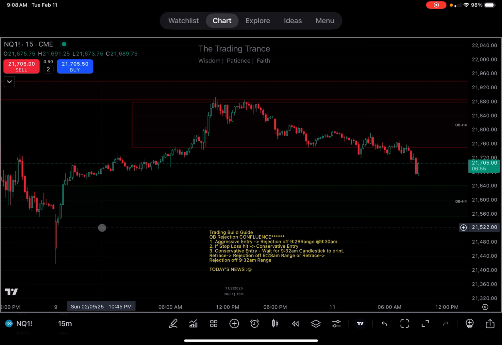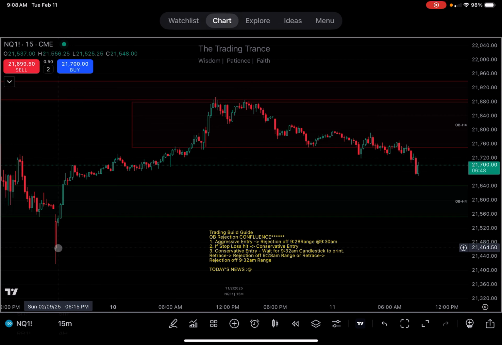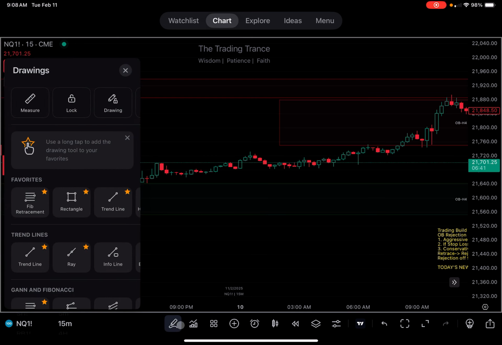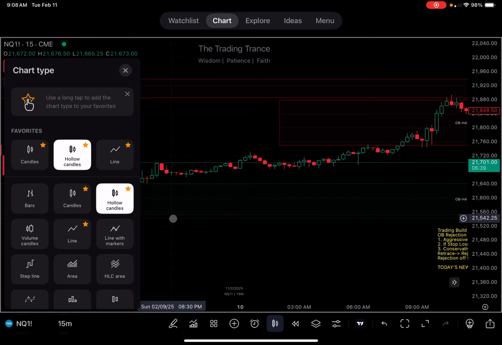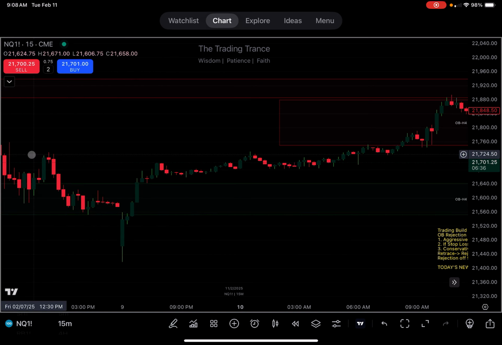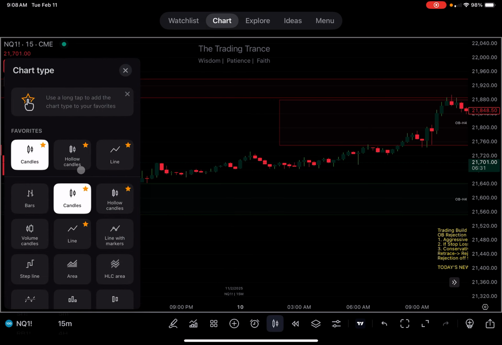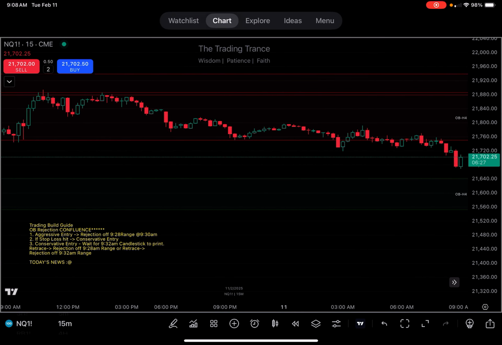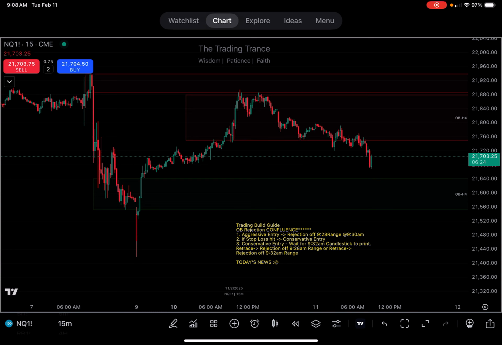And I use hollow candles, so this candle is probably green on a regular chart. When it's red like this, like an open body, I'll go in here to change it to see what color. Yeah, that's green. And then I go back to my regular, but I know it because I've been using hollow candles, because those are candles I like to use. But okay, so that is a bearish.